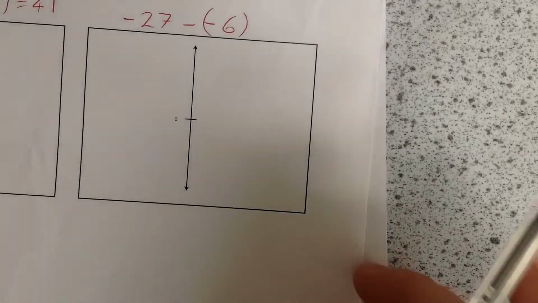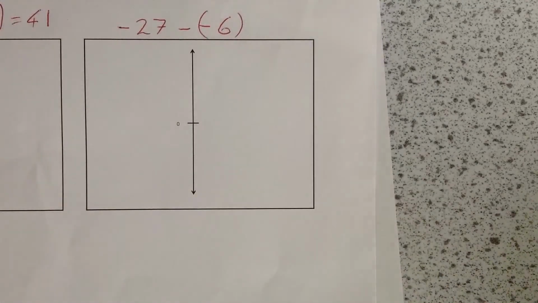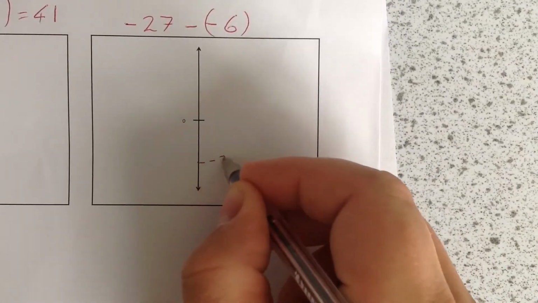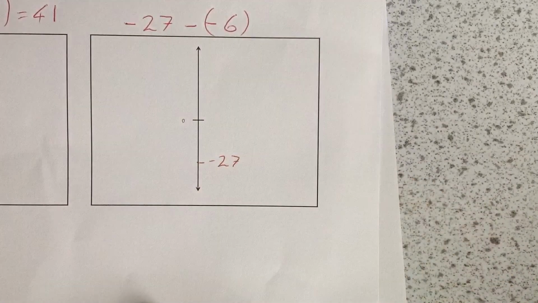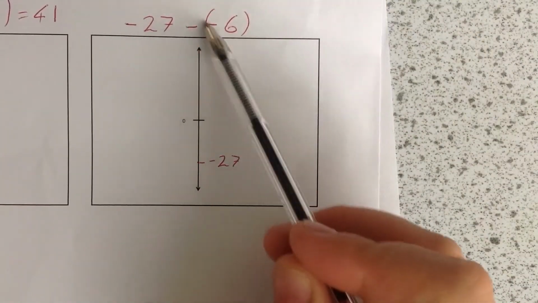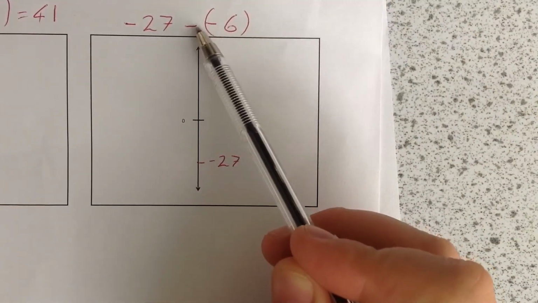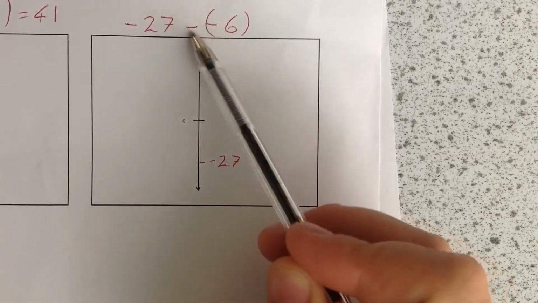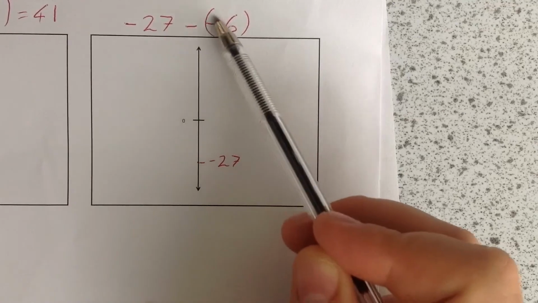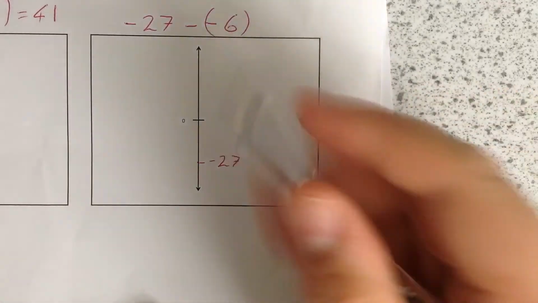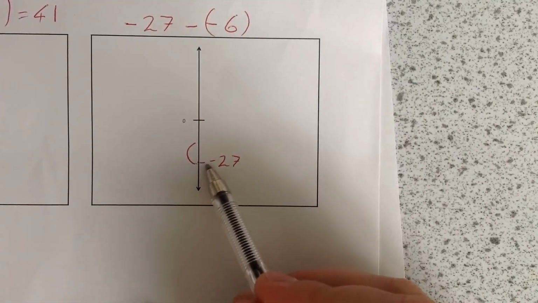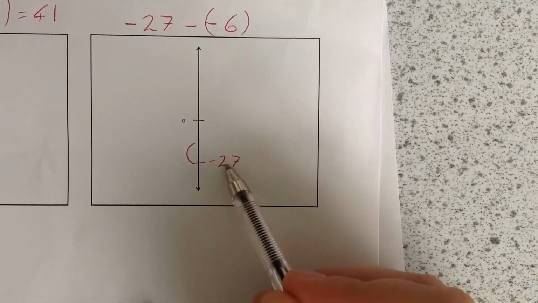Negative 27, take away negative 6. So again, I'm marking on the starting point, negative 27, below 0. We're taking away, so normally we would go down, but this is a negative that we're taking away. So we're instead going to do the opposite. We're going to go up, and we're going to go up 6 places. So from minus 27 up 6 places.